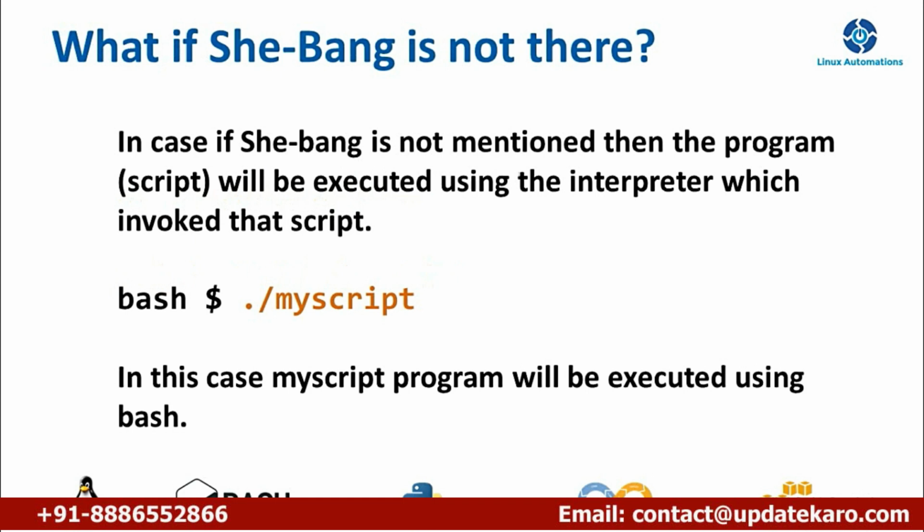What if shebang is not there? In case shebang is not mentioned, then the program will be executed using the interpreter which invoked that particular script. In this example, if you see, in a bash shell I'm executing my script, and in my case my script program will be executed using the interpreter bash, as my script doesn't have a shebang mentioned.